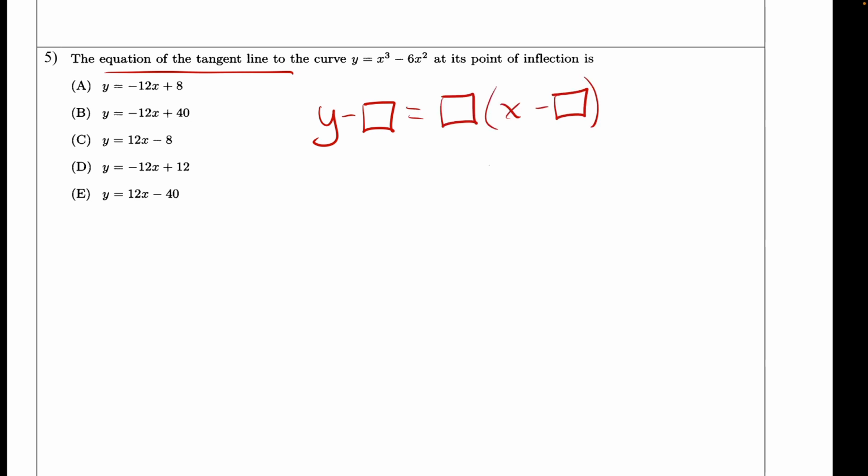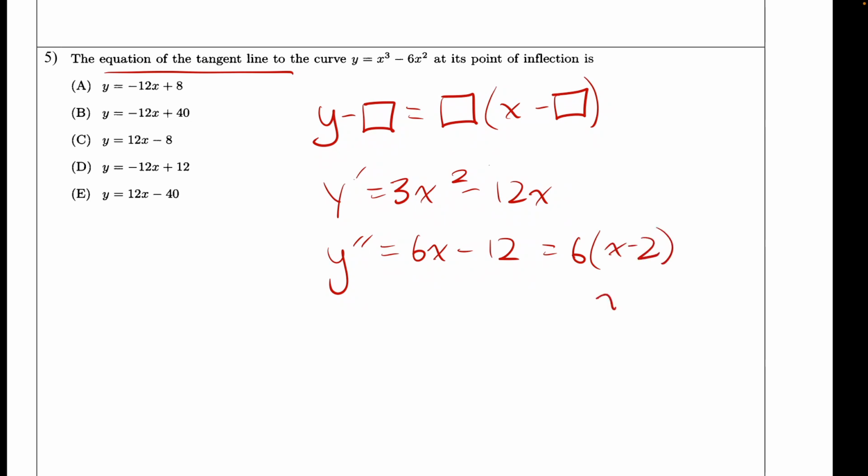Point of inflection, dear God. Here we go. Second derivative. Y prime is equal to 3x squared minus 12x. Y prime prime is equal to 6x minus 12, which is equal to 6 times x minus 2. Set that equal to 0 gives us x is equal to 2. It is a sign change, which means x is 2 up here.